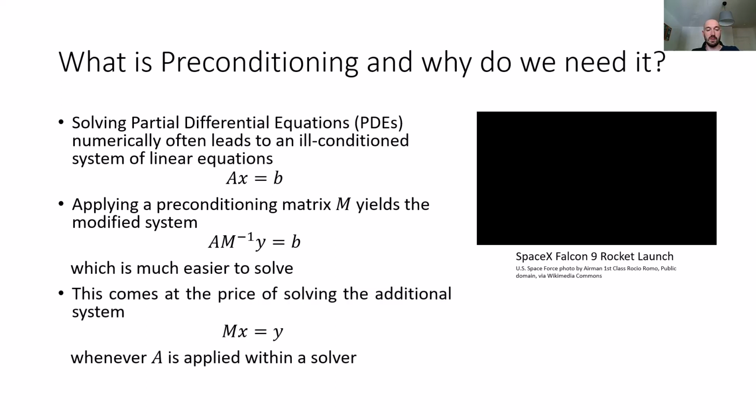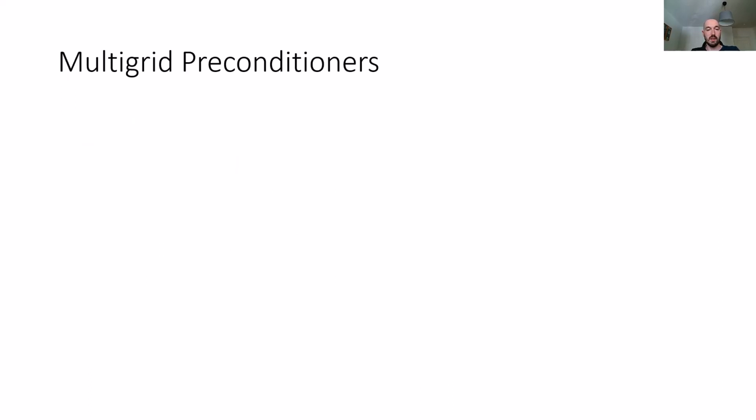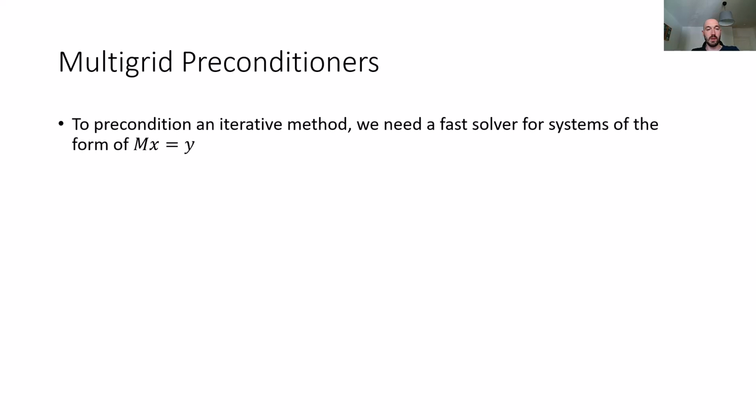solve. But of course this comes at a price, and the price that we have to pay here is that whenever in a solver we need to apply the original operator A, we now need to solve an additional system which consists of this system of equations here, Mx equals y, since now our new operator consists of the inverse of M. So since we need to do this, the main requirement to apply preconditioning with an iterative method, so usually we are interested in applying iterative methods since direct methods are usually not applicable due to the large number of unknowns, is that we now need also a second solver that needs to be really fast for systems of the form Mx equals y.